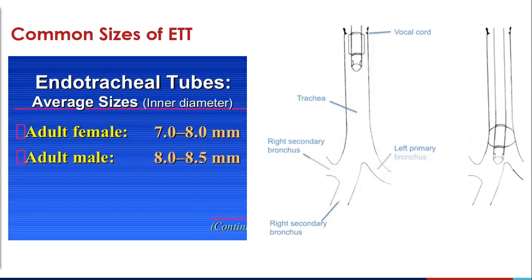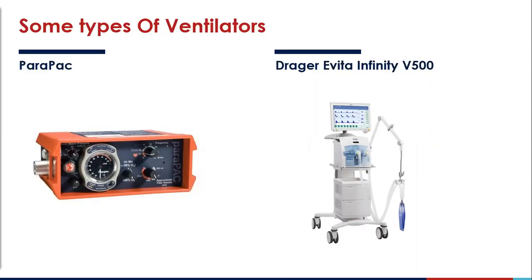Common sizes of endotracheal tubes are, for an adult female, 7 to 8 millimeters, and for an adult male, 8 to 8.5 millimeters. These are only some of the types of ventilators from the dozens of models across your state. The small portable ventilator on the left is for transport and is MRI compatible. The ventilator on the right is for inpatient settings.